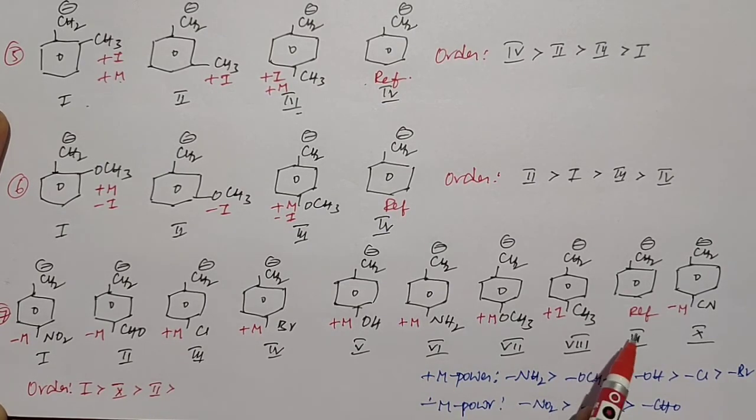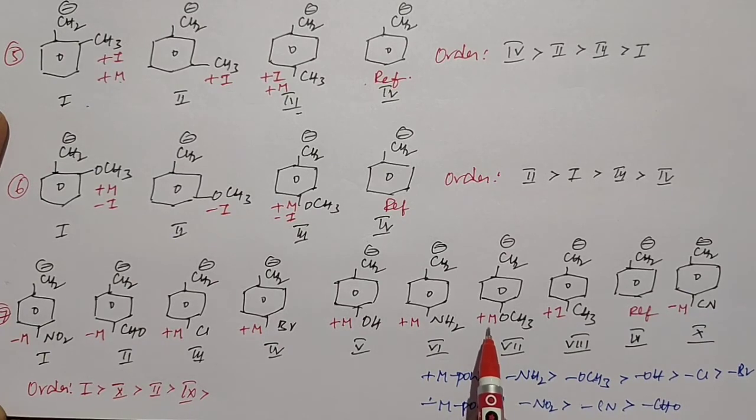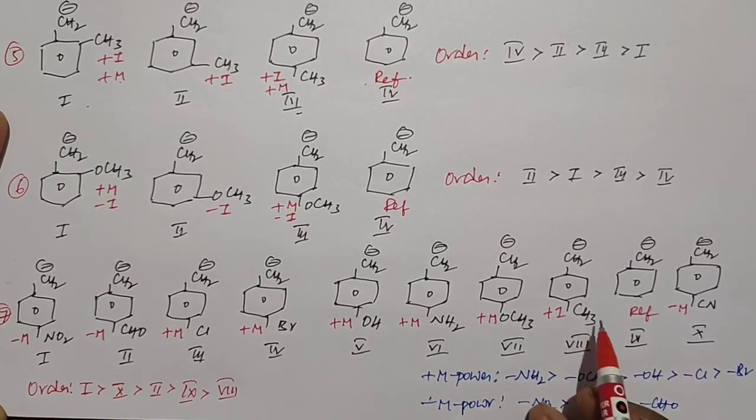After that we get the reference structure. Why? Because here no plus I or plus M groups are present. So the next one is the reference structure. After that we will take the plus I group. Why? Because a plus M group is more effective than a plus I group. So the next position is methyl, para-methyl benzyl carbanion.